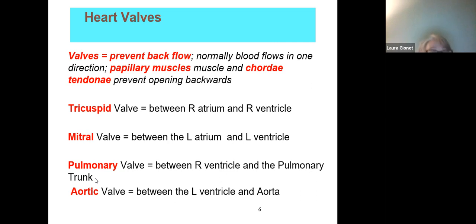So we have the tricuspid valve, which is found between the right atrium and the right ventricle; the mitral or bicuspid valve between the left atrium and the left ventricle; the pulmonary valve, or pulmonary semilunar valve, between the right ventricle and the pulmonary trunk; and the aortic valve, or aortic semilunar valve, found between the left ventricle and the aorta.